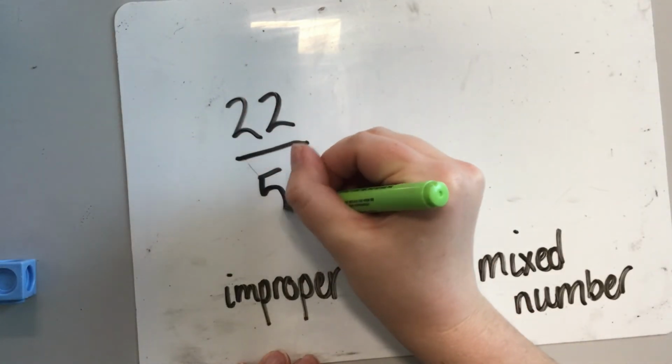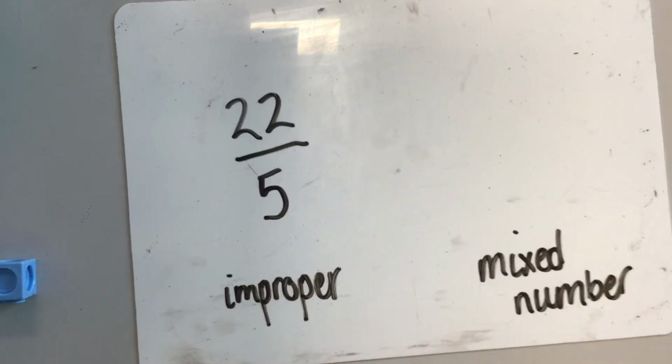22/5. Now, have a go at this. Pause the video. See if you can work out the mixed number. And you should have had a go.